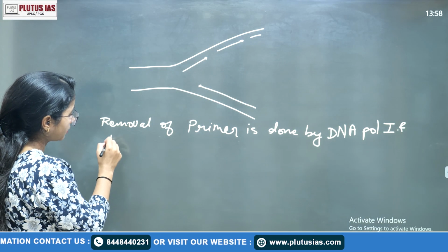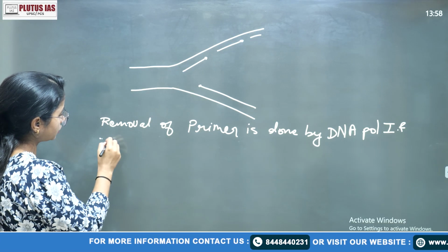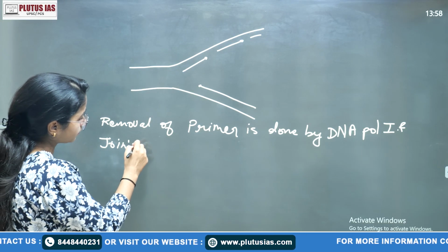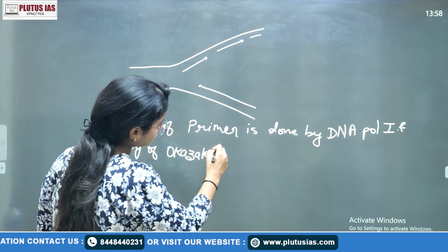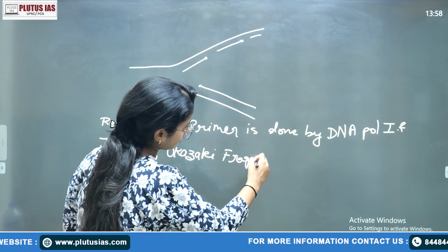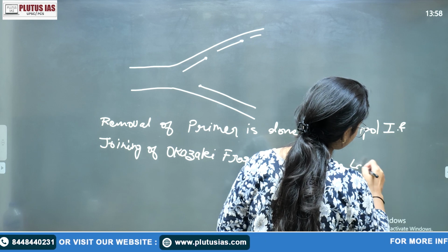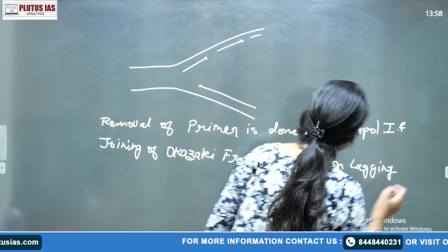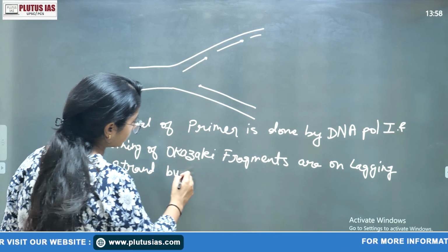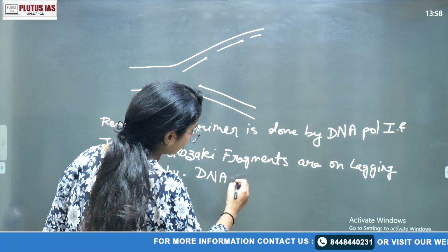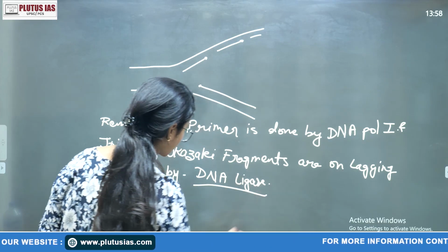And ligase activity, the joining of the Okazaki fragments, where the Okazaki fragments are on the lagging strand, is done by DNA ligase. So here the elongation process completes. Okay, so what happens here? The elongation process completes.